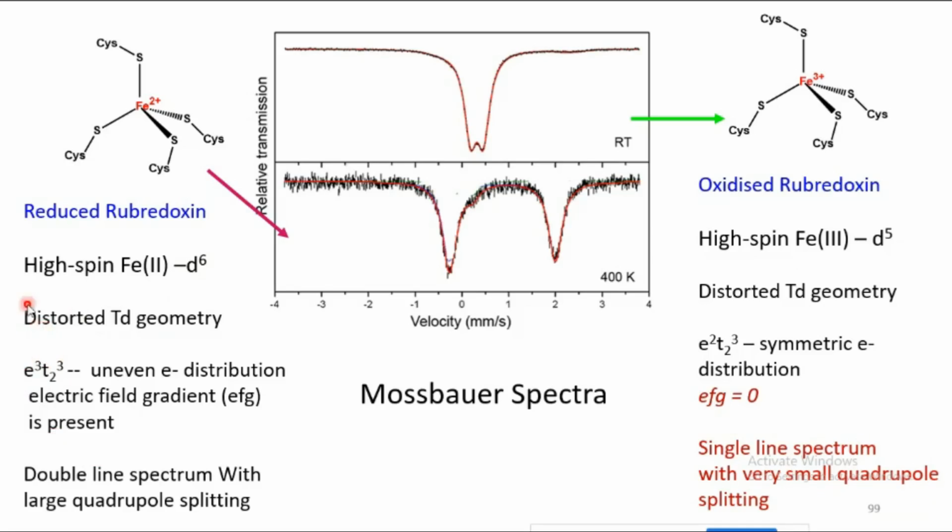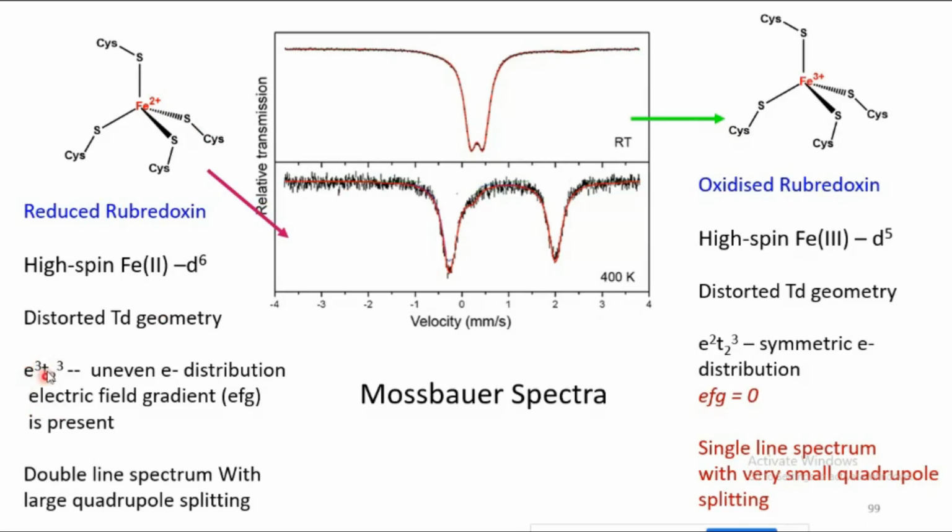Already what we have said: even though all the donors are sulfur, coming from the cysteine moiety, due to the steric effect and bulk of the protein scaffold, it is adopting a slightly distorted geometry. So if there is a slight distortion, the tip should split slightly. But here, in the reduced form of rubredoxin, a well separated two line spectrum is observed in Mössbauer. So this can clearly be explained by seeing the electronic configuration.